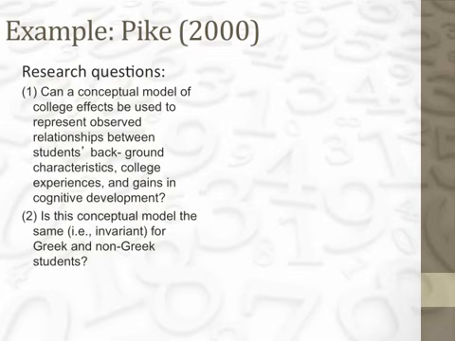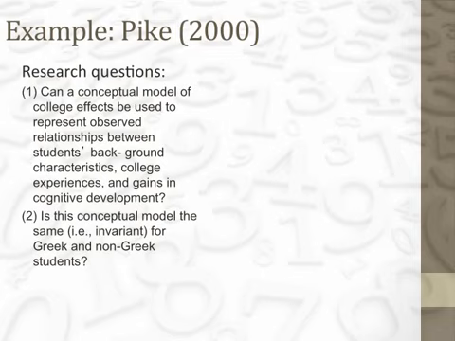So this is from an article that was published by Pike in 2000. Essentially, he was interested in looking at the influence of fraternity or sorority membership on students' college experiences and their cognitive development. So this is an example of the first kind of inference that I mentioned a few slides ago: a difference between two or more groups on different variables. So he's interested in comparing Greek students, or fraternity and sorority members, to non-Greek students.